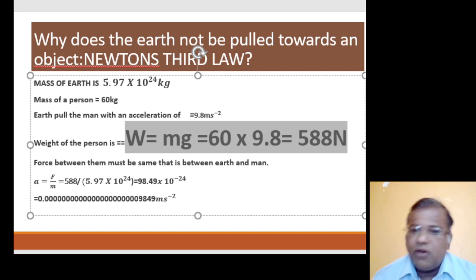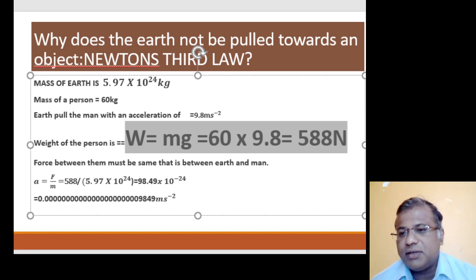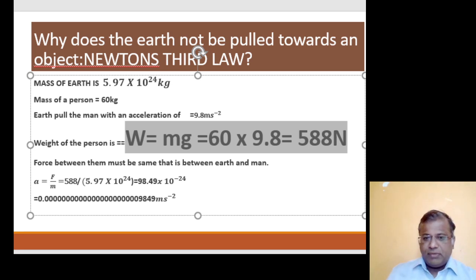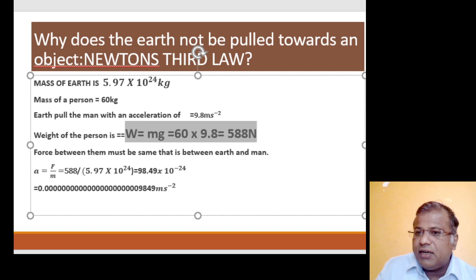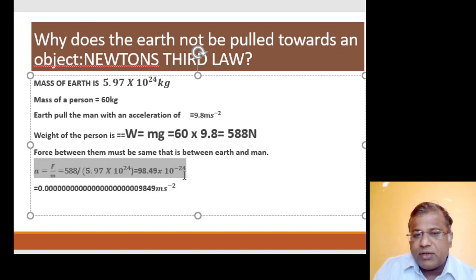Okay, all of you can just find out with what force you are being pulled towards Earth. This is the force with which you are being pulled towards Earth. Now let us say, what is the acceleration Earth experiences? Earth should be pulled towards you with the same force. So now this is the important calculation here, if I want to calculate the acceleration of Earth.